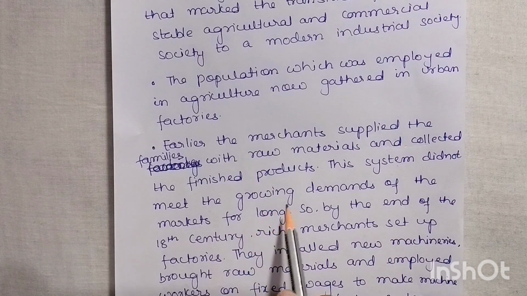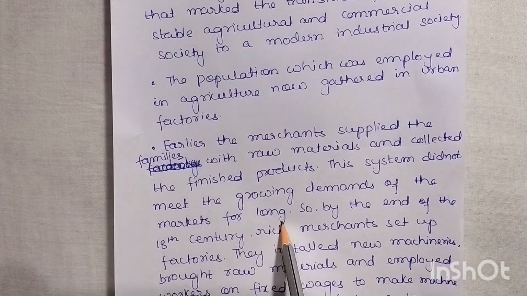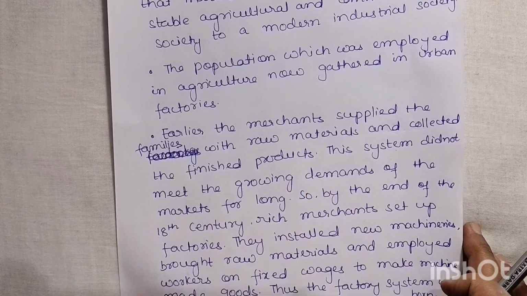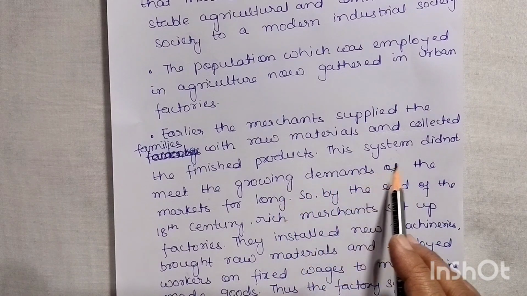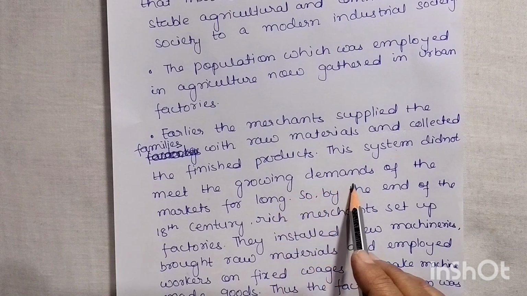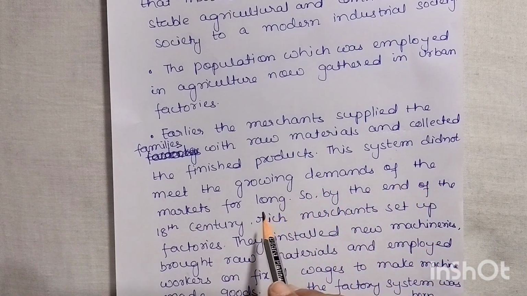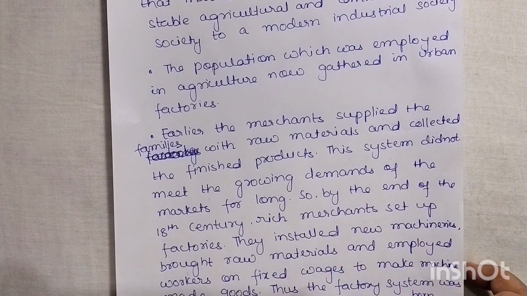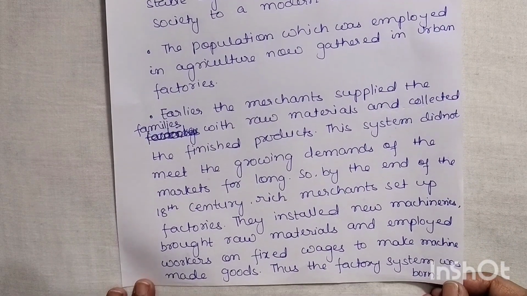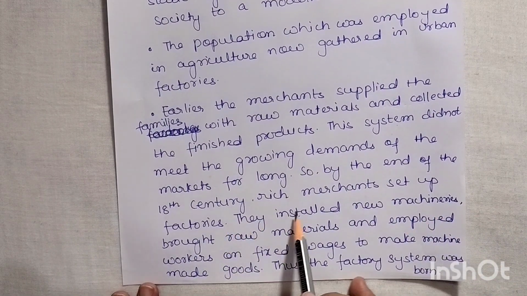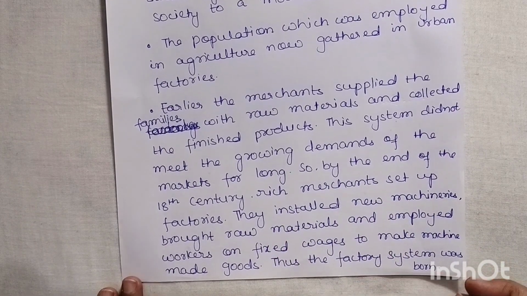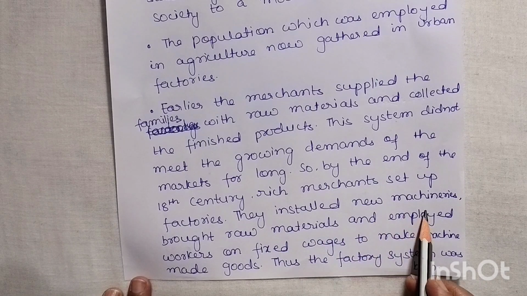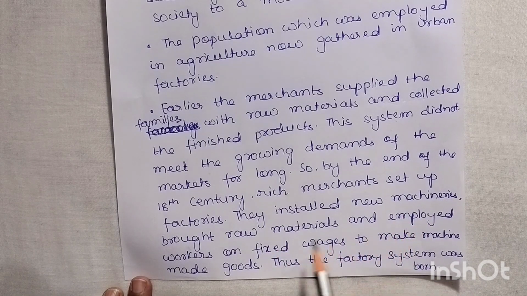This system did not meet the growing demand of the market for long, since the work was done manually, isn't it? They did all these things by hand, so it was time consuming also. Moreover, the growing demand of the market was very high and it was unable to meet that demand through these small productions. So by the end of the 18th century, rich merchants set up factories. As a result, they invested their money in the factories. They installed new machinery, bought raw materials and employed workers on fixed wages to make machine-made goods.